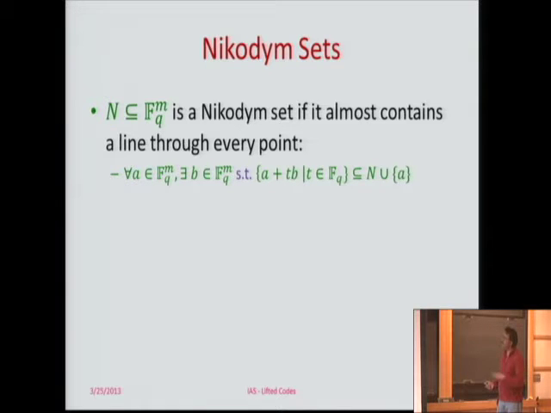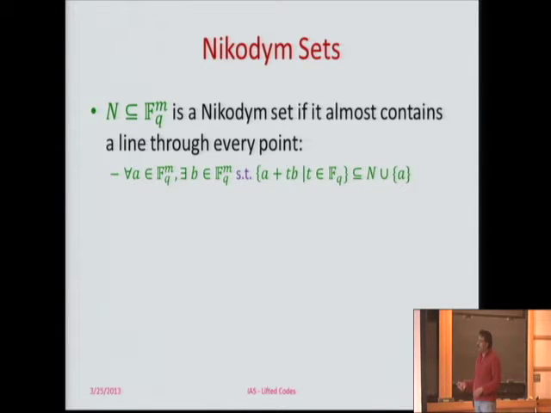All right, okay. So let me just give you one neat application of this concept in combinatorics, called Nikodym sets. Here is the notion. A set is called a Nikodym set if it almost contains a line through every point. So N is a subset of points in m-dimensional space.